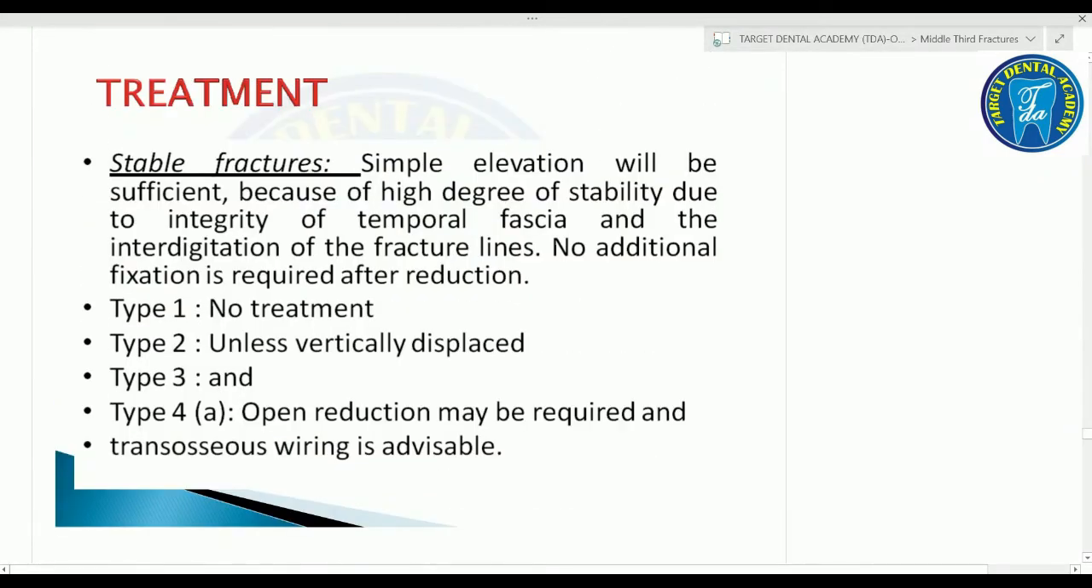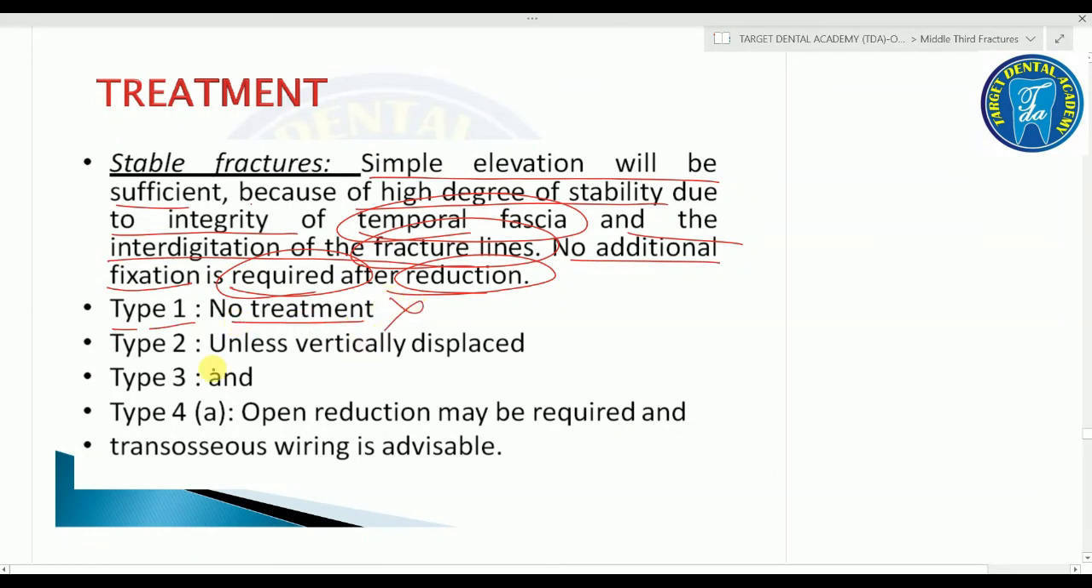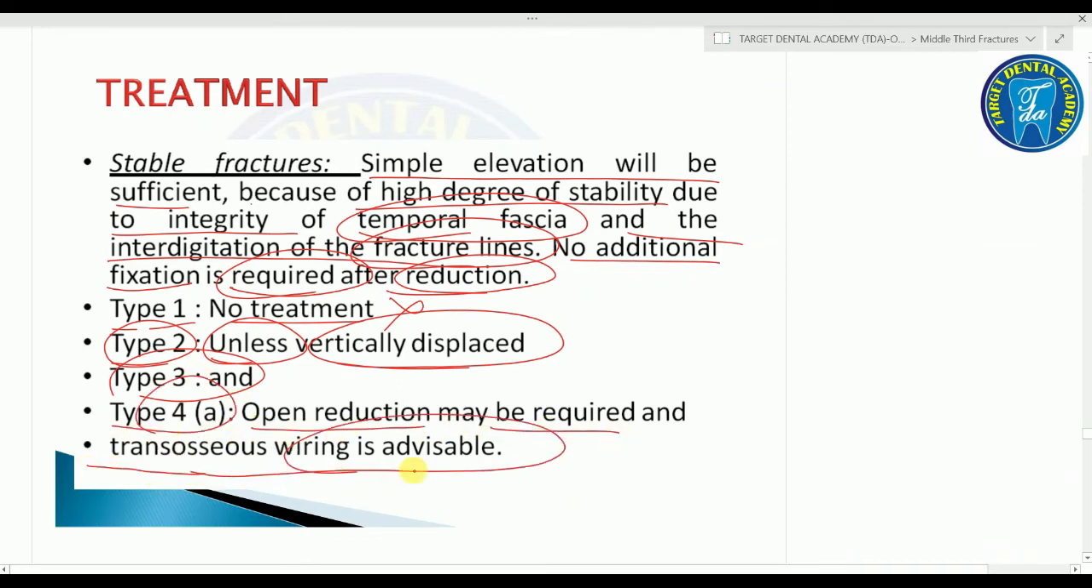Treatment: in stable fractures, simple elevation will be sufficient. Why will simple elevation be sufficient? Because of the high degree of stability due to the integrity of the temporal fascia and the interdigitation of the fracture line. So no additional fixation is required after the reduction. In type 1 there is no treatment, type 2 none unless vertically displaced, and type 3 and type 4 may require open reduction, where transosseous wiring is advisable.